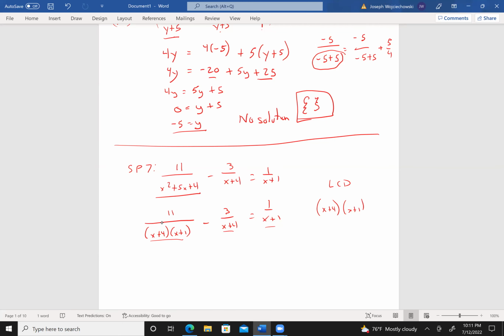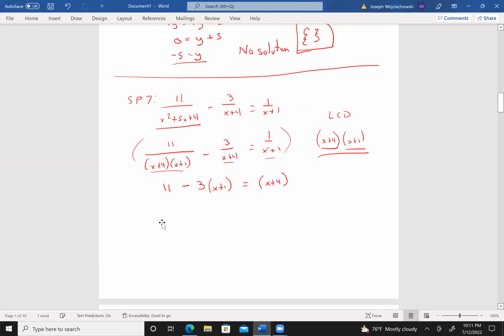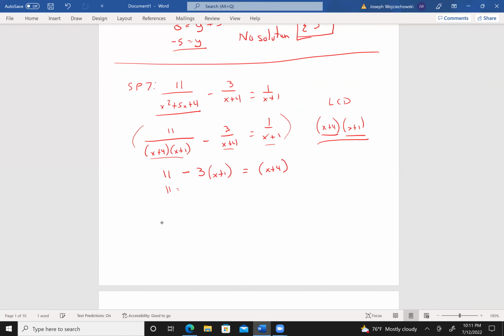So now if I multiply all of this by this, the denominator cancels out here and I get 11 minus 3. The x plus 4 cancels out. So I have 3 times x plus 1 equals, and then I have my x plus 1's canceled out, so I have 1 times x plus 4. So now I do some distribution here. 11 minus 3x minus 3 equals x plus 4.